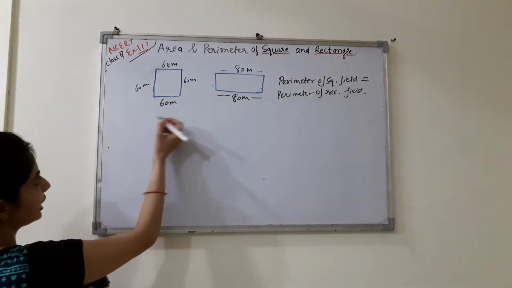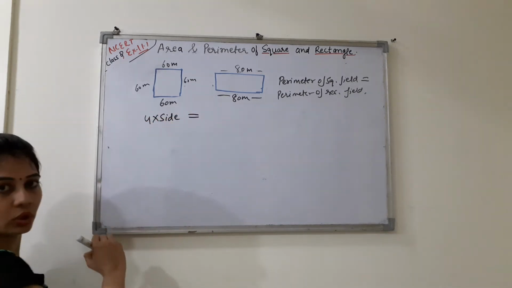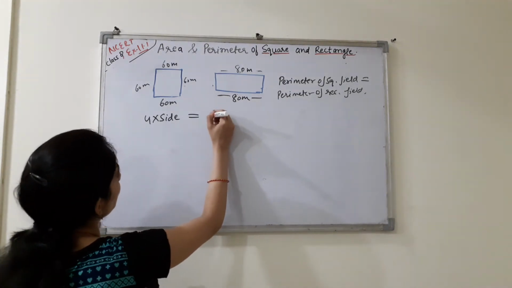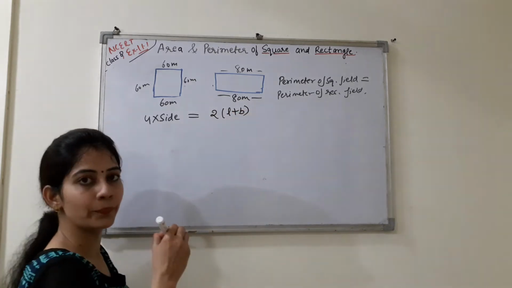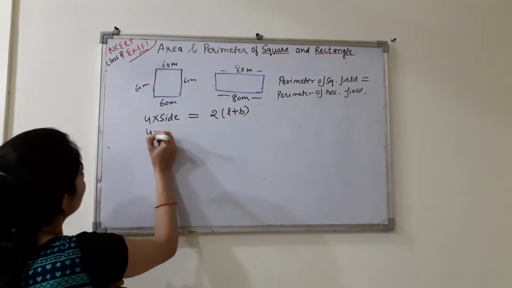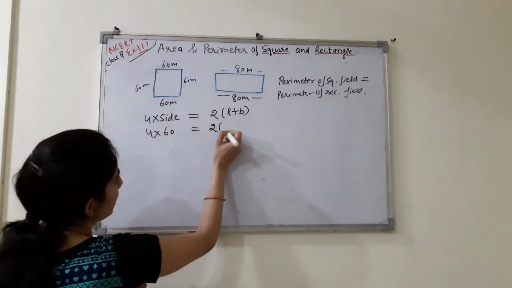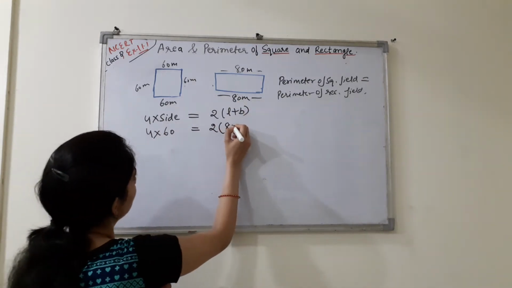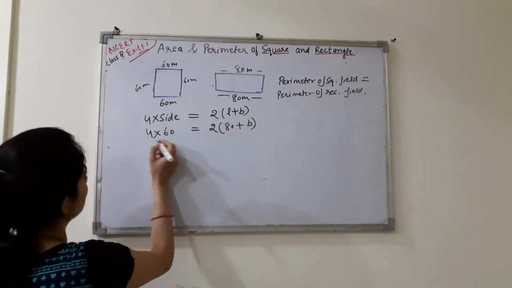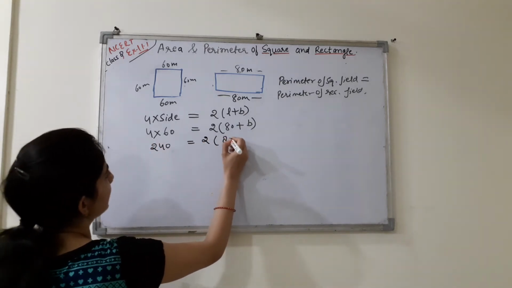So what we can do, see, the perimeter of a square we know is 4 into side, that is equal to the perimeter of the rectangular field, and the perimeter of a rectangle is twice of length plus breadth. Okay, now we simply put in the values that we have been given. So 4 into side, what side is given? This is your 60 meters, and twice of length, you have been given the length, that is 80 meters, but the breadth you don't know. Okay, so you will write B as it is. Now this is multiplication, so 240, and here it is 2 into (80 plus B).